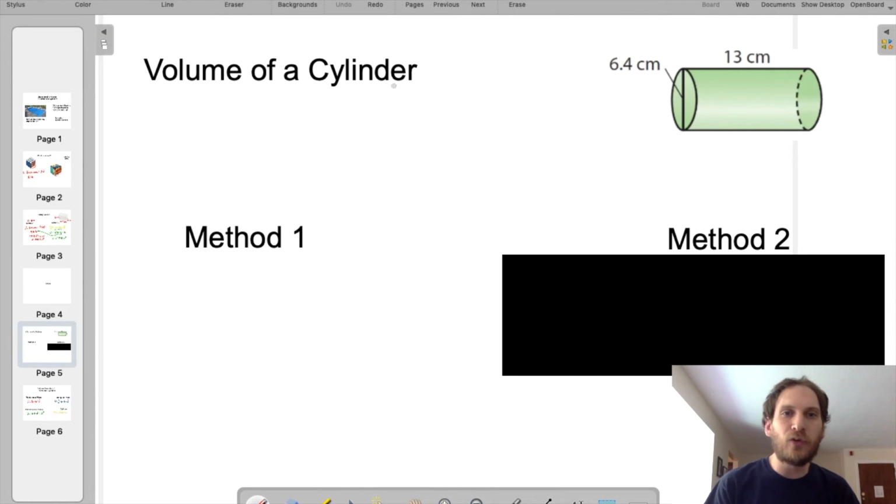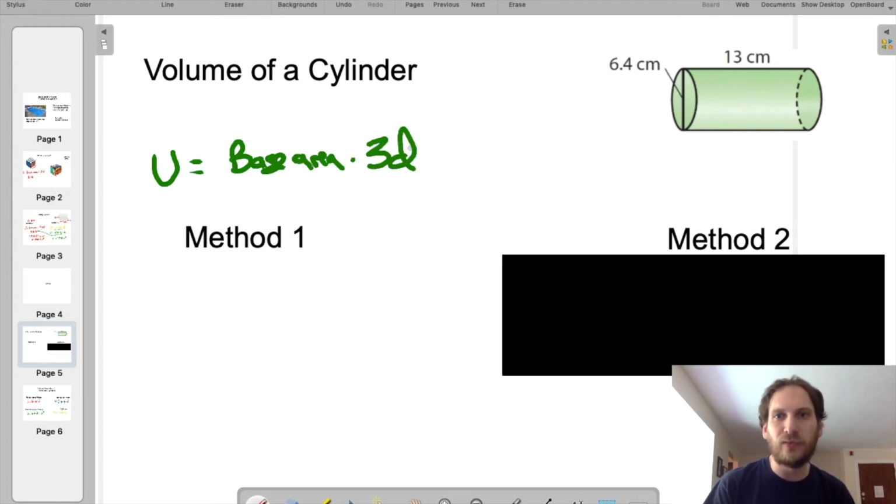This time we're going to find the volume of a cylinder, which has a circular face, in this case the left side and right side, but it also could be a circular face for the top and bottom. Very similar to a prism, but since it has curved edges, it is not actually a prism. However, the process for finding its volume is actually the same. If we use method 1, that would be the base area, and we would take that times the 3D measurement, which in this case will be length, but it could also be height or depth depending on how it's tilted.